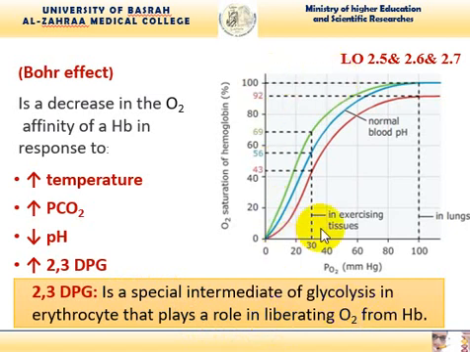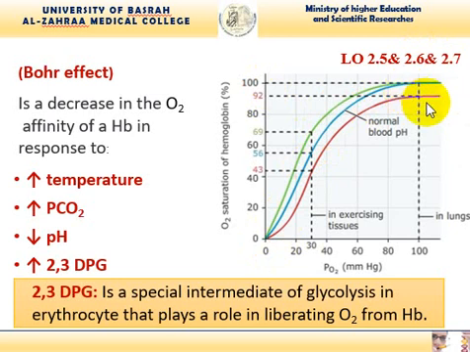So this is the oxygen dissociation curve. The vertical axis represents the oxygen saturation of the hemoglobin, while the horizontal axis represents the partial pressure of the oxygen. So you see here that at 100 millimeters of mercury, and that is in the lung, the oxygen saturation of the hemoglobin is about 98 to 100, and this is the normal curve for the normal person in resting state.